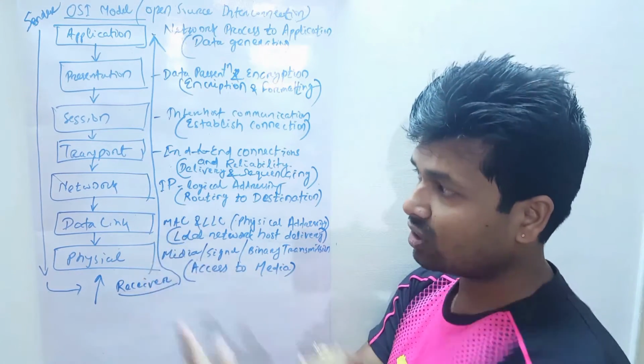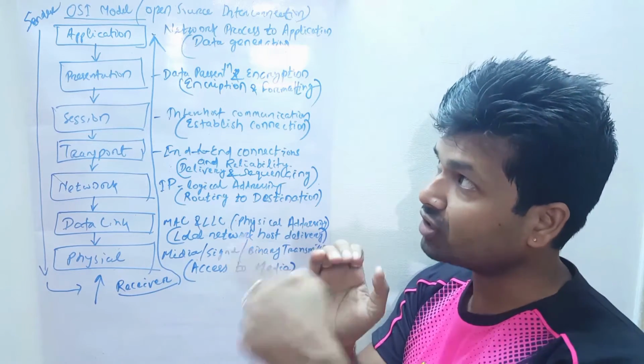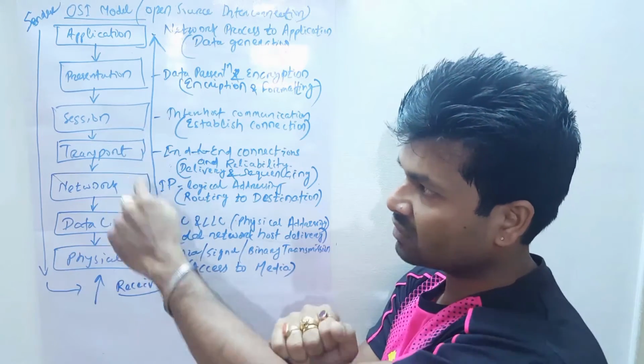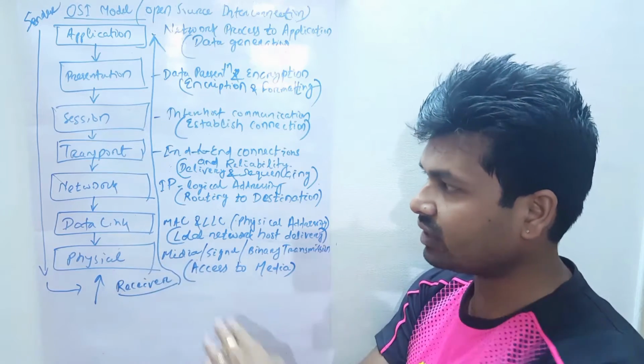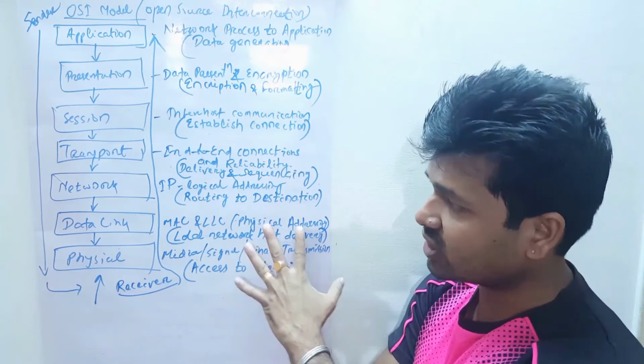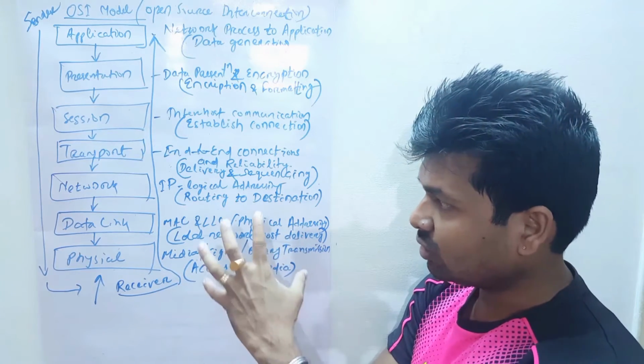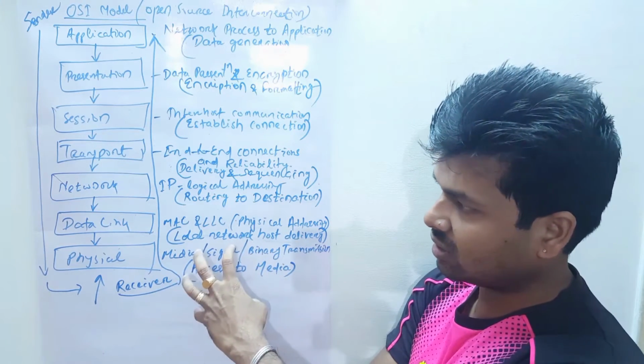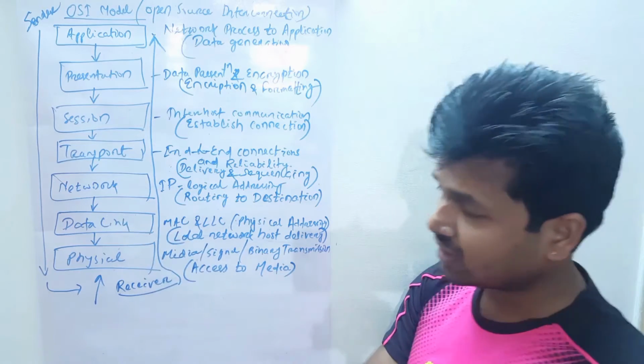Then the sixth one is the data link layer. From the sender point of view, from network to data link we travel. We do the MAC and LLC, basically the physical addressing happens here, the local network host delivery. So that happens in the data link layer.